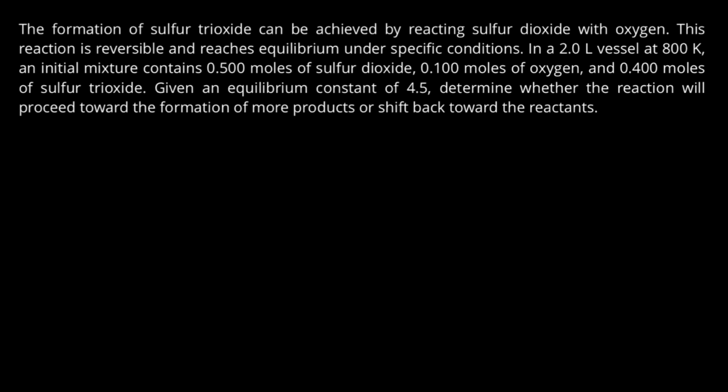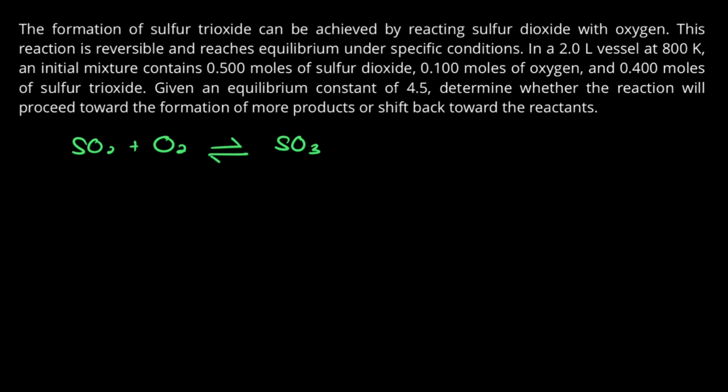we need to write the balanced equation. So, in the question, it states here that sulfur trioxide can be achieved by reacting sulfur dioxide and oxygen. It means that you need sulfur dioxide to react with oxygen, then only it will form sulfur trioxide. Since it states that this is a reversible equation, we put it like this.